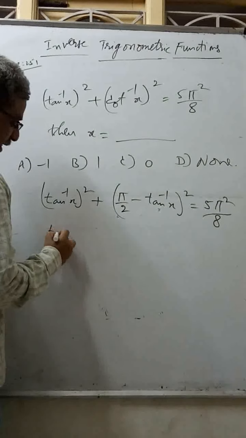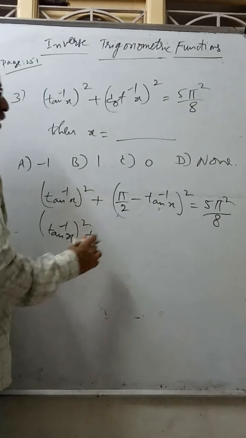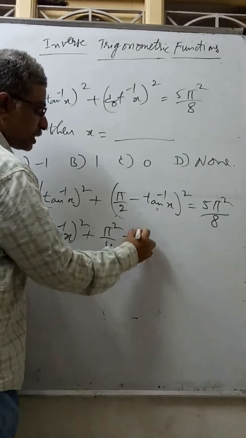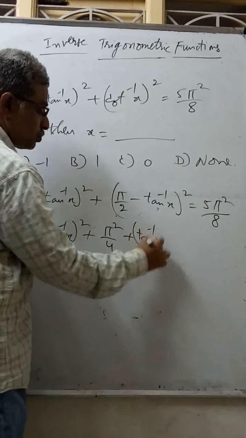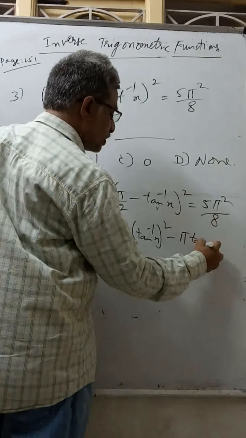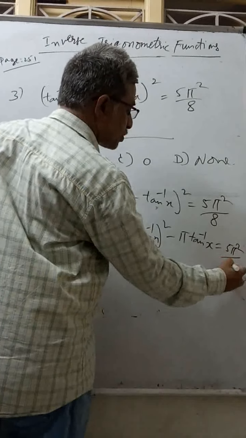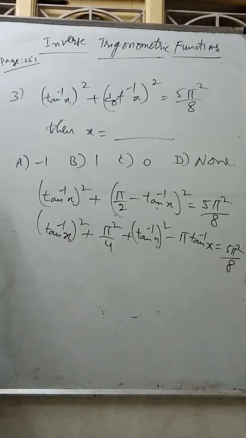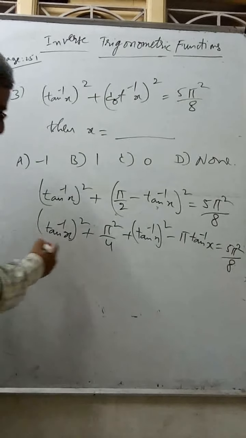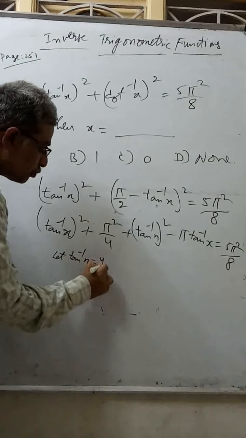So what do I get is tan inverse x whole square as is, plus, this is a minus b whole square, a square plus b square minus 2ab, 2 into pi by 2 into tan inverse x. The 2 cancel, pi tan inverse x equal to 5 pi square by 8. Now I will bring all to one side and I will take tan inverse x equal to some y. What I am saying, let tan inverse x equal to some y.